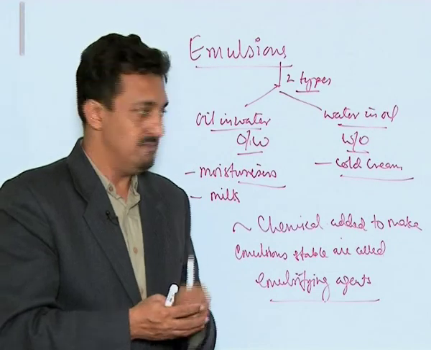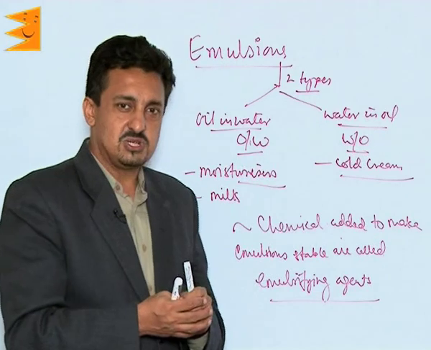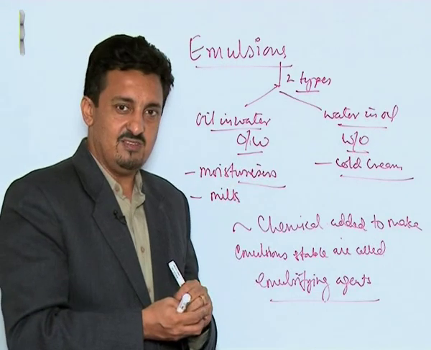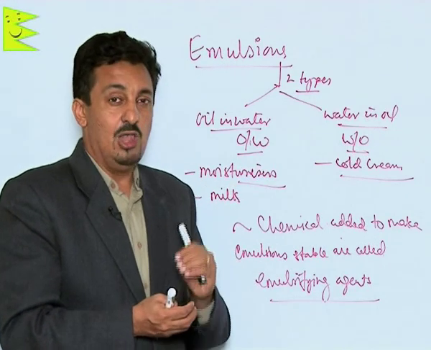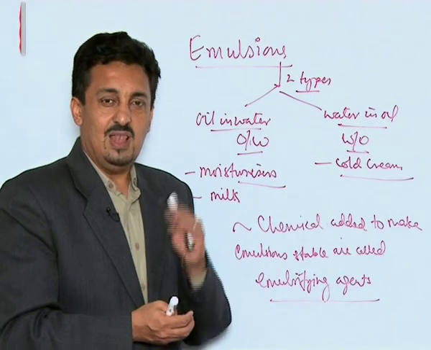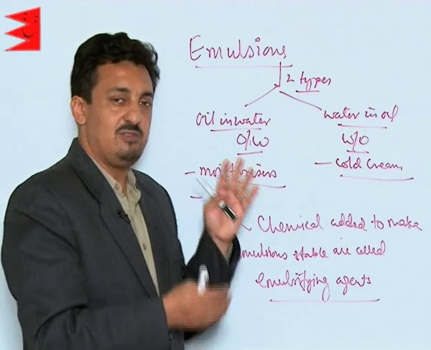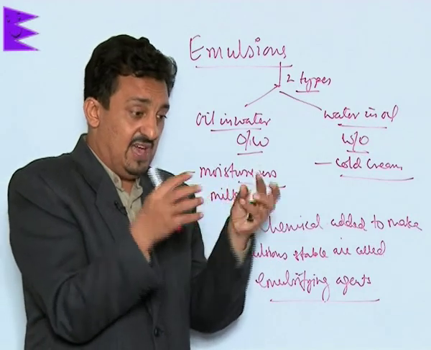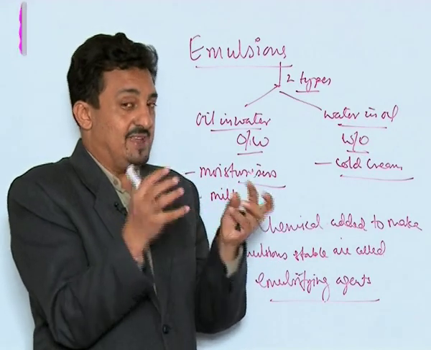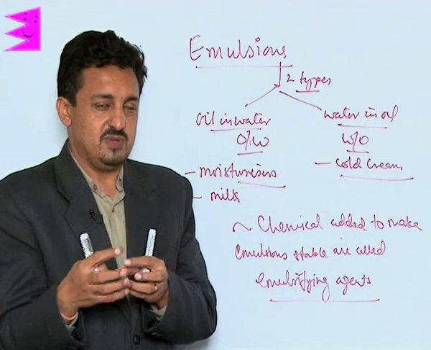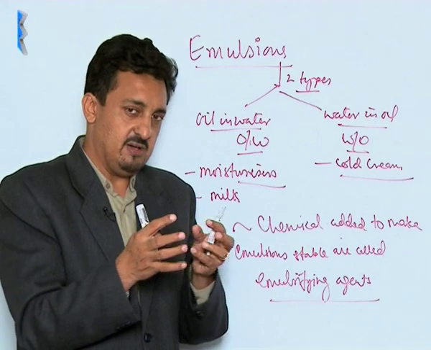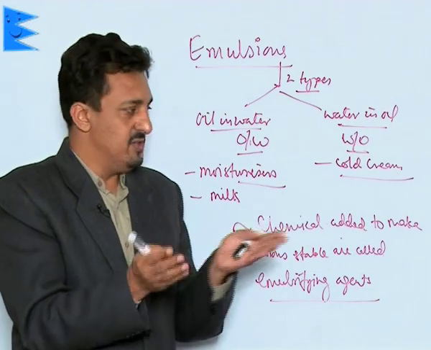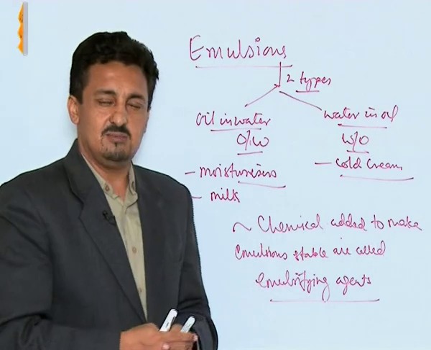For water in oil types of emulsions, we have different kinds of emulsifying agents, like all fatty acids, all long chain alcohols, lamp-black, etc. are the examples of emulsifying agents for water in oil. Because here we have to protect water droplets from getting dispersed from the layer of oil. So these are what we have: emulsions and emulsifying agents.